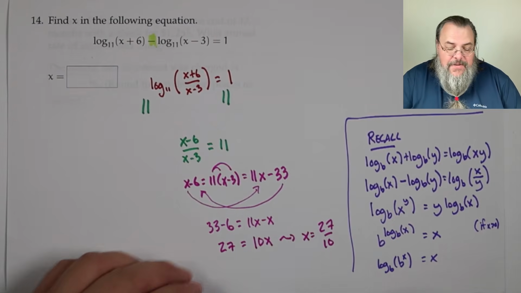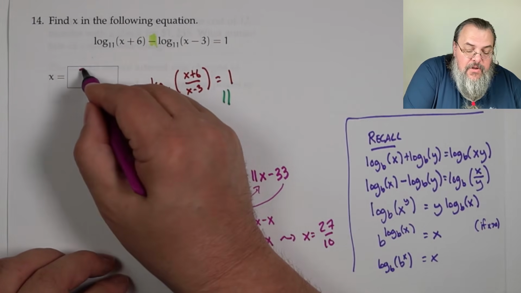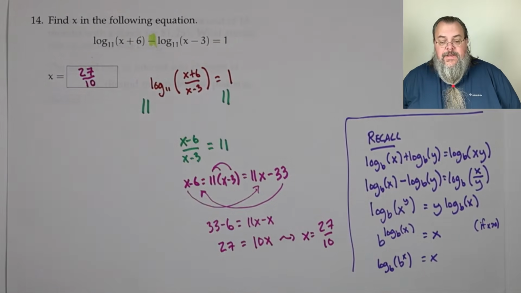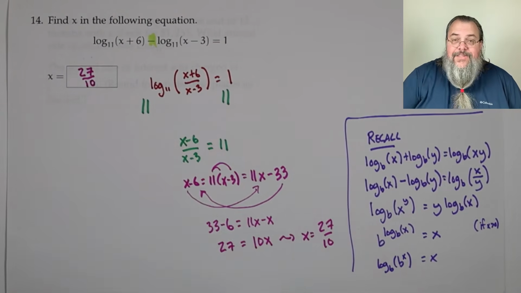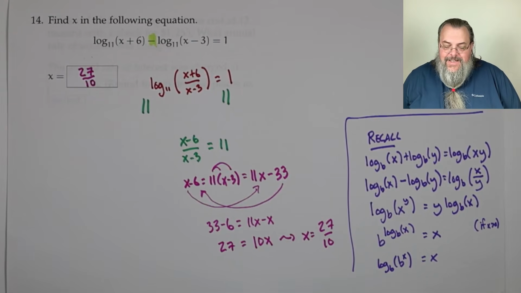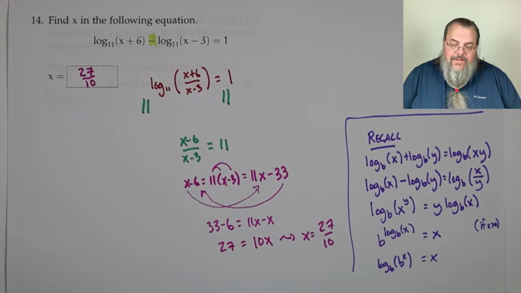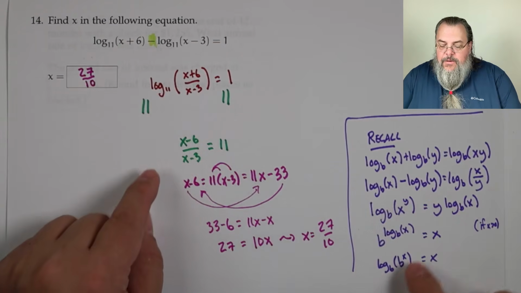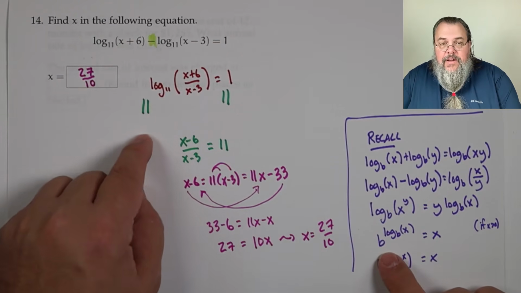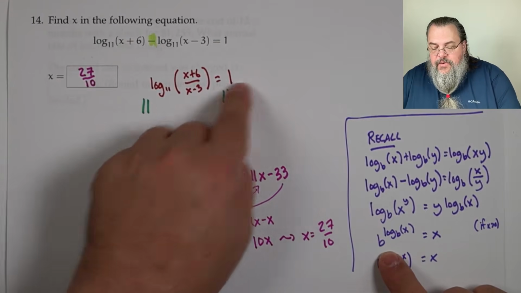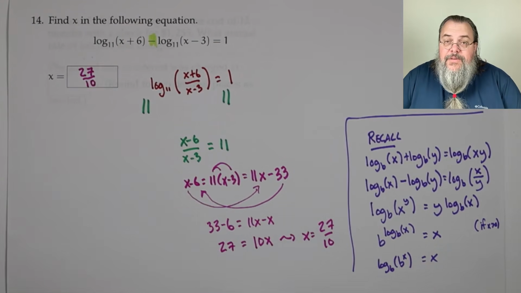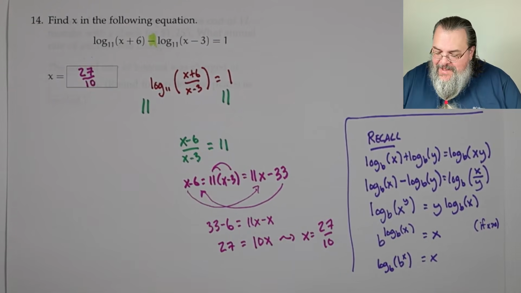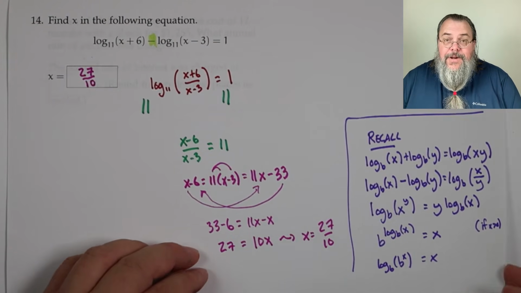Or we could say 2.7, but 27 over 10 sounds really cool. So I'm just going to put it there, 27 over 10. And I don't need to put the x equals because it already says x equals there. All right, nice. So here we used subtraction, and then how did we get rid of the logs? Taking both sides and putting it to the 11. And then from there it was a more straightforward algebra problem, one that we're more comfortable doing. And there we go.